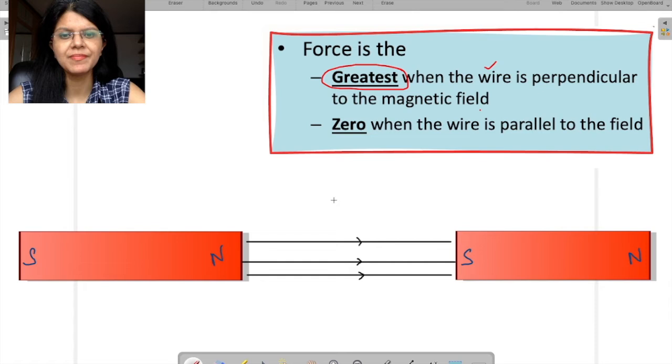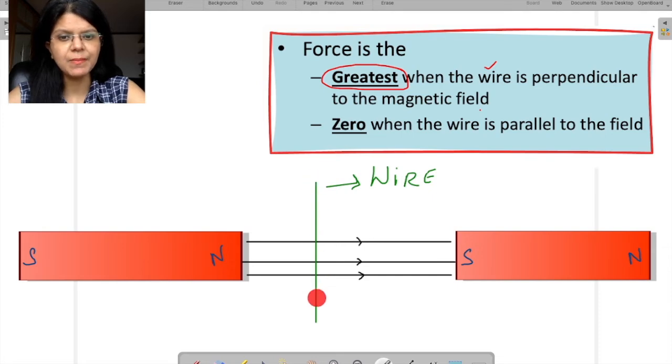So let's take the wire. The green line that I'm going to draw here, it's the wire. This is your wire. Right? So when the wire is held perpendicular to the direction of the magnetic field lines, this angle is 90 degrees, but then the force is the maximum. And when the wire is held parallel to the magnetic field lines, the force is 0. Let's understand the second point as well. Parallel. So this is the perpendicular scenario.